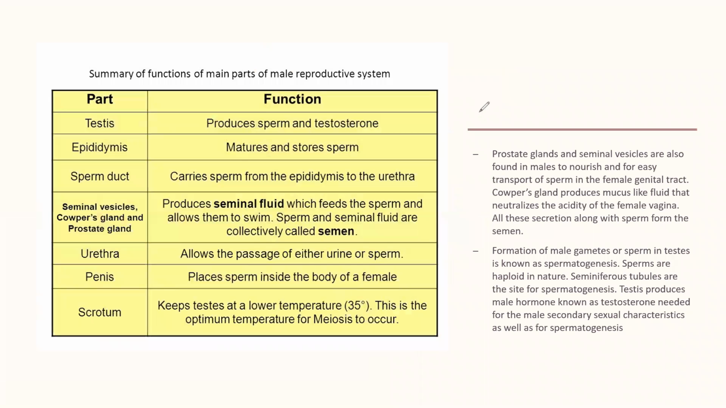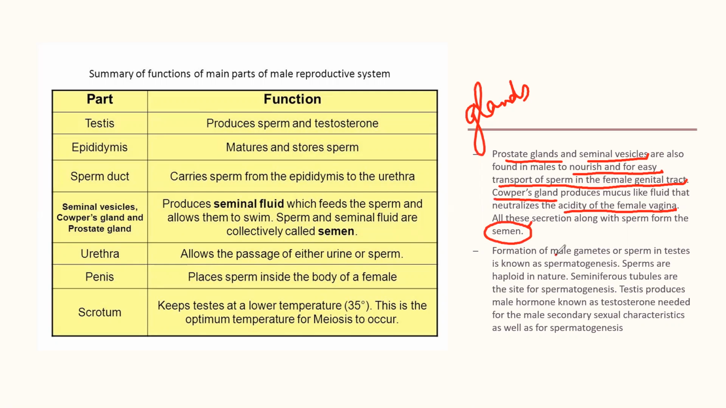Next come the glands. The prostate gland and seminal vesicle are also found in males to nourish and help easy transport of sperm in the female genital tract. There is a third gland, known as Cowper's gland, that produces a mucus-like fluid that neutralizes the acidity of the female vagina. All these secretions along with the sperm form semen.